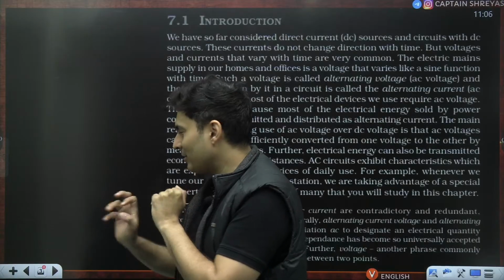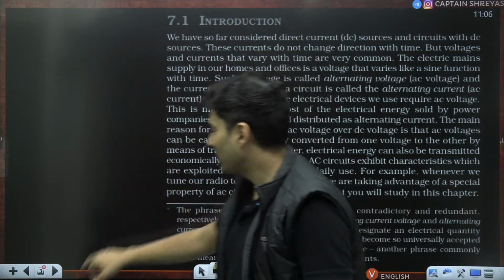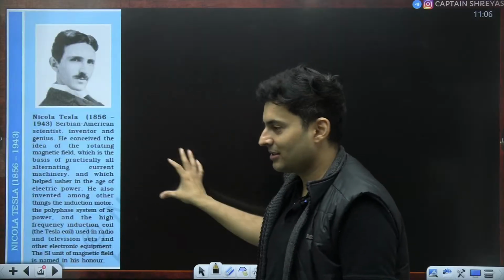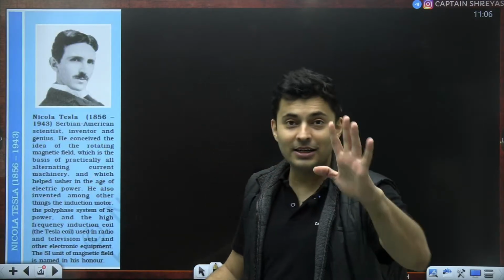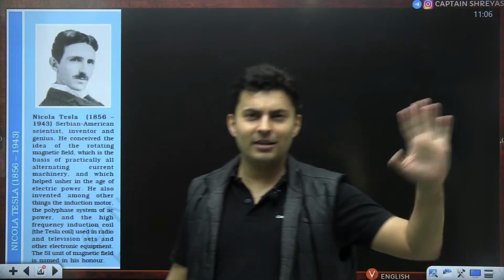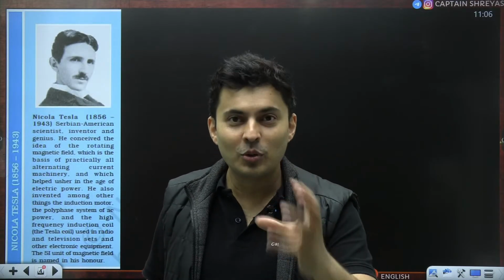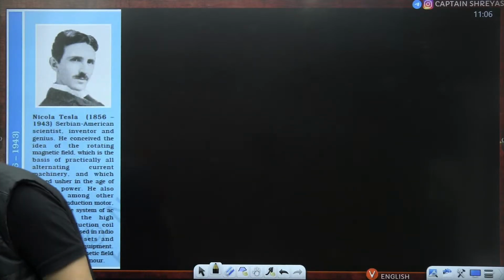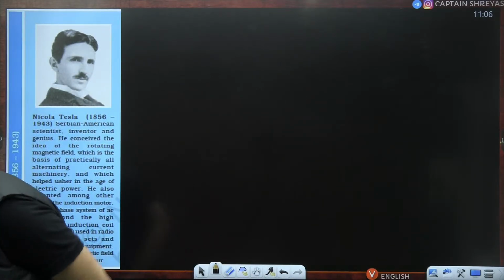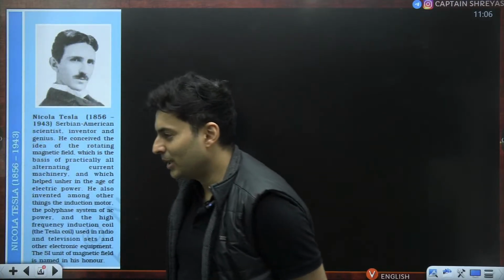So, this chapter is very interesting because I'll just show you the introduction. It starts with Nikola Tesla. It's a very interesting story. 100 years roughly back, Thomas Edison. What did Thomas Edison do? Put it in the chat box. What did he do? He invented something, right? What did he invent? Yes, he invented the bulb.